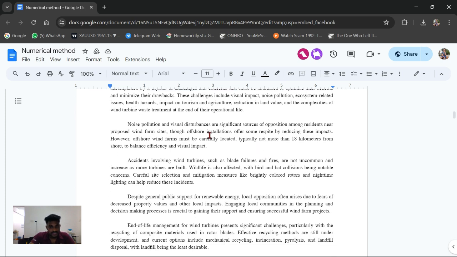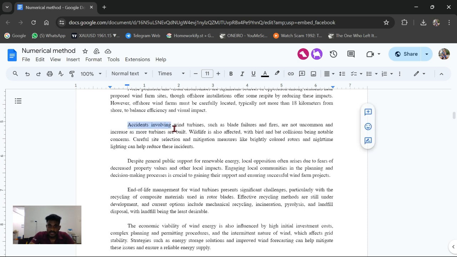As we move on, we elaborate on them specifically. Noise pollution and visual disturbance are a significant source of opposition among residents. If there is a windmill over there, the noise pollution will affect the residential sites. Offshore wind farms located near households will have an impact because of the sound and visual disturbances. So they are typically not more than 18 kilometers from shore, to balance efficiency and visual impact. Shore means the place where the windmill has been planted, to maintain the balance between efficiency and visual impact.